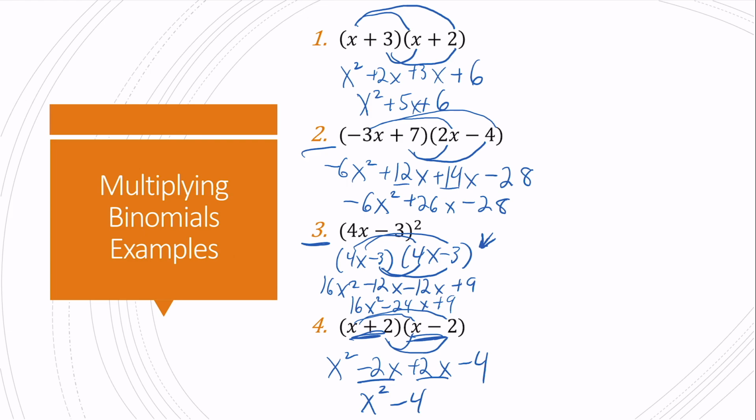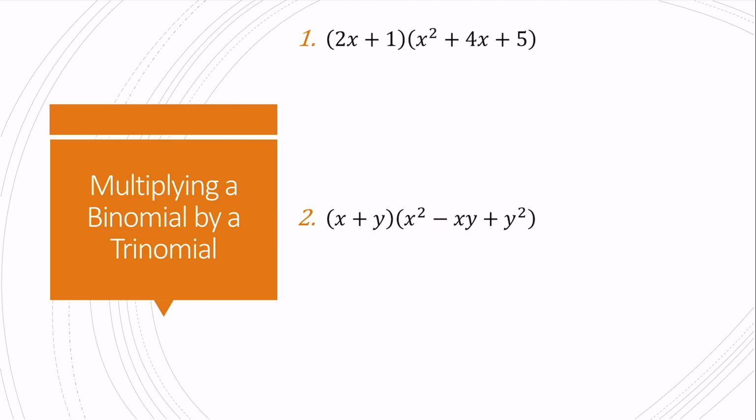We can multiply binomials by another binomial, but we could also use this same process for bigger polynomials. It just is an expansion of FOIL. So in this first example, I have 2x plus 1 times x squared plus 4x plus 5. So I need to make sure I take 2x times everything in this trinomial and then 1 times everything in our trinomial. So 2x times x gives me 2x cubed. 2x times 4 gives me 8x squared. 2x times 5 gives me 10x.